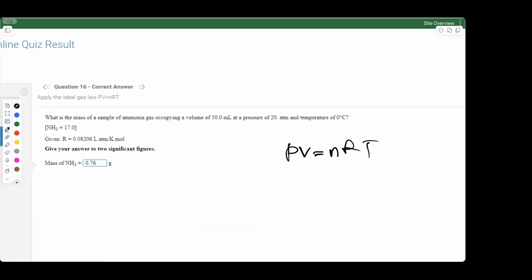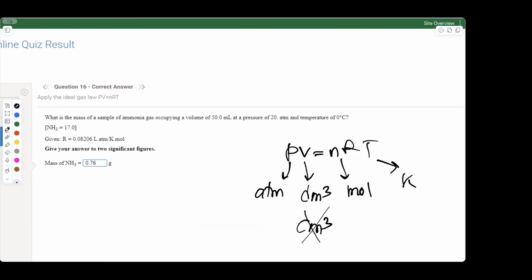In the equation PV = nRT, this time everything has to be in the right units. So this has to be in atmospheres, this has to be in decimeter cubed, this has to be in moles, and this has to be in Kelvin. There is no thousand here. Don't come and tell me this one can be centimeter cubed. No, if this is centimeter cubed or milliliter, this is wrong. If PV = nRT, all the units have to be correct as long as you have 0.0820 liter atmosphere Kelvin per mole.